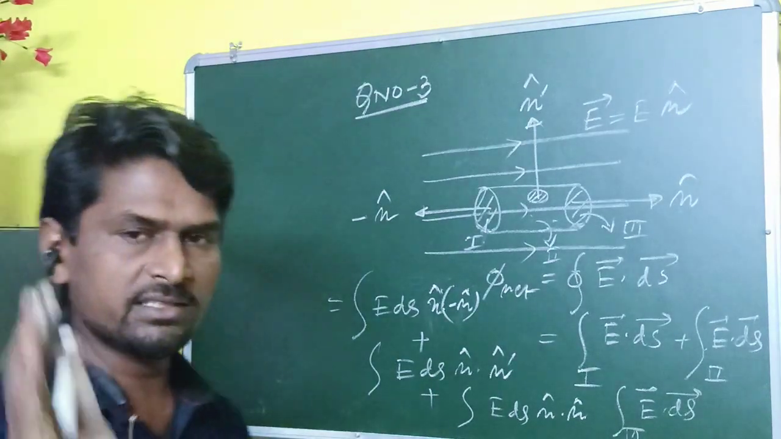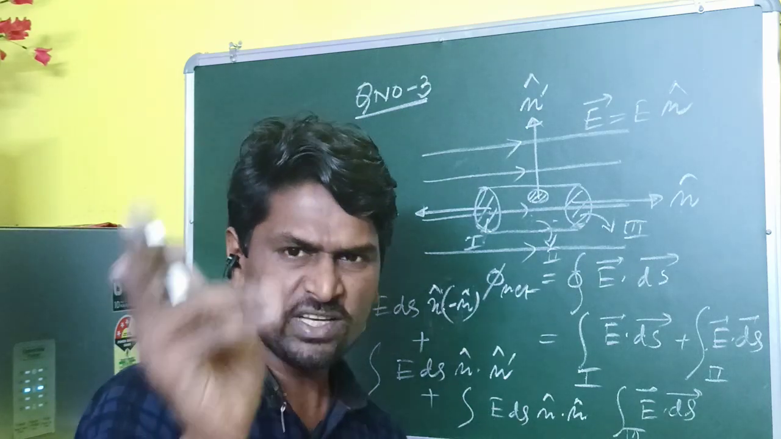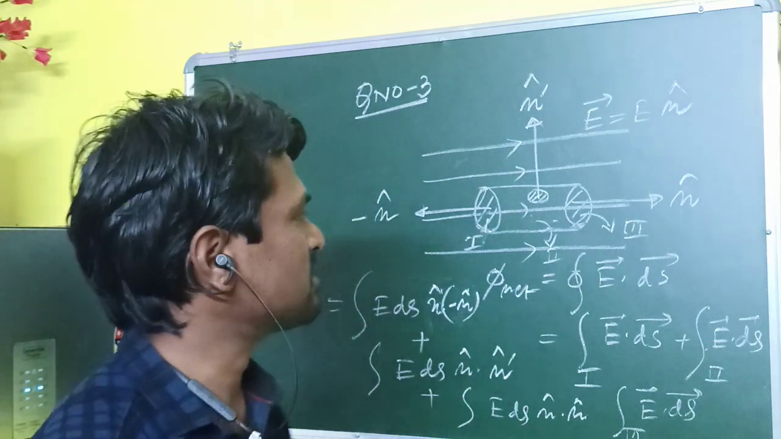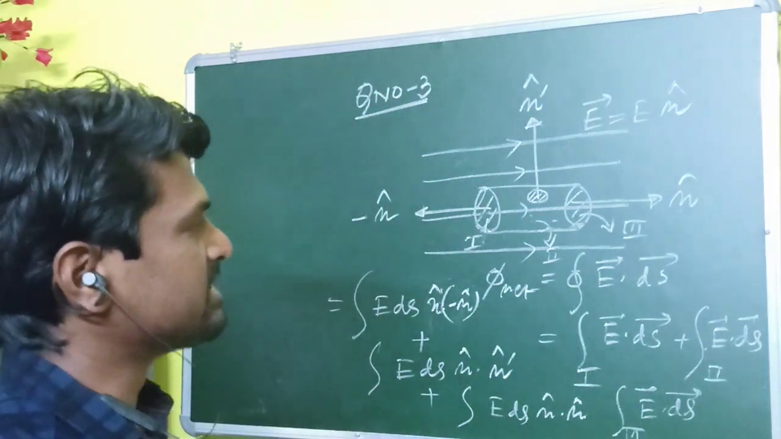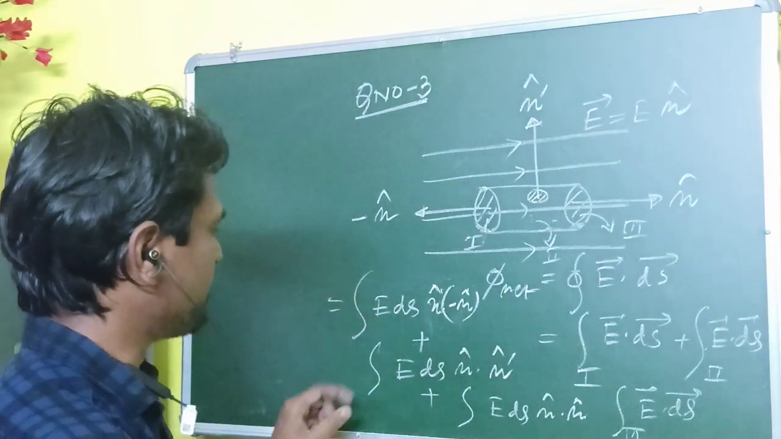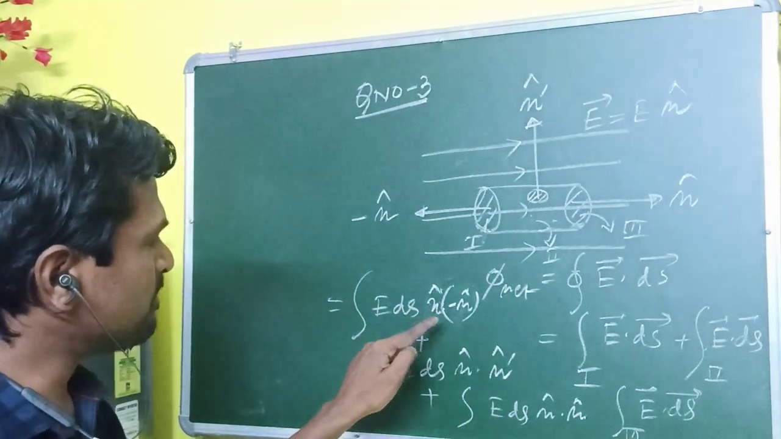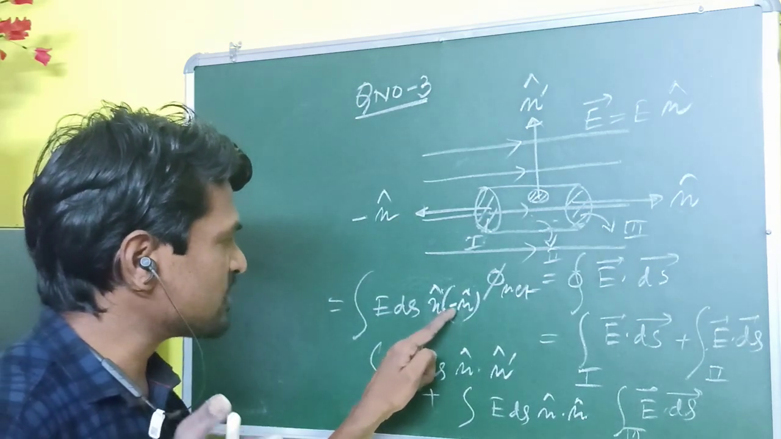A unit normal vector is a vector that only suggests the direction along which that particular physical quantity changes. It may be the electric field, the outward normal, along the x-axis, y-axis, z-axis, or the surface unit normal. So E·dS n cap minus n cap. So n cap dot n cap means 1, and in this case it is minus 1, so minus 1.